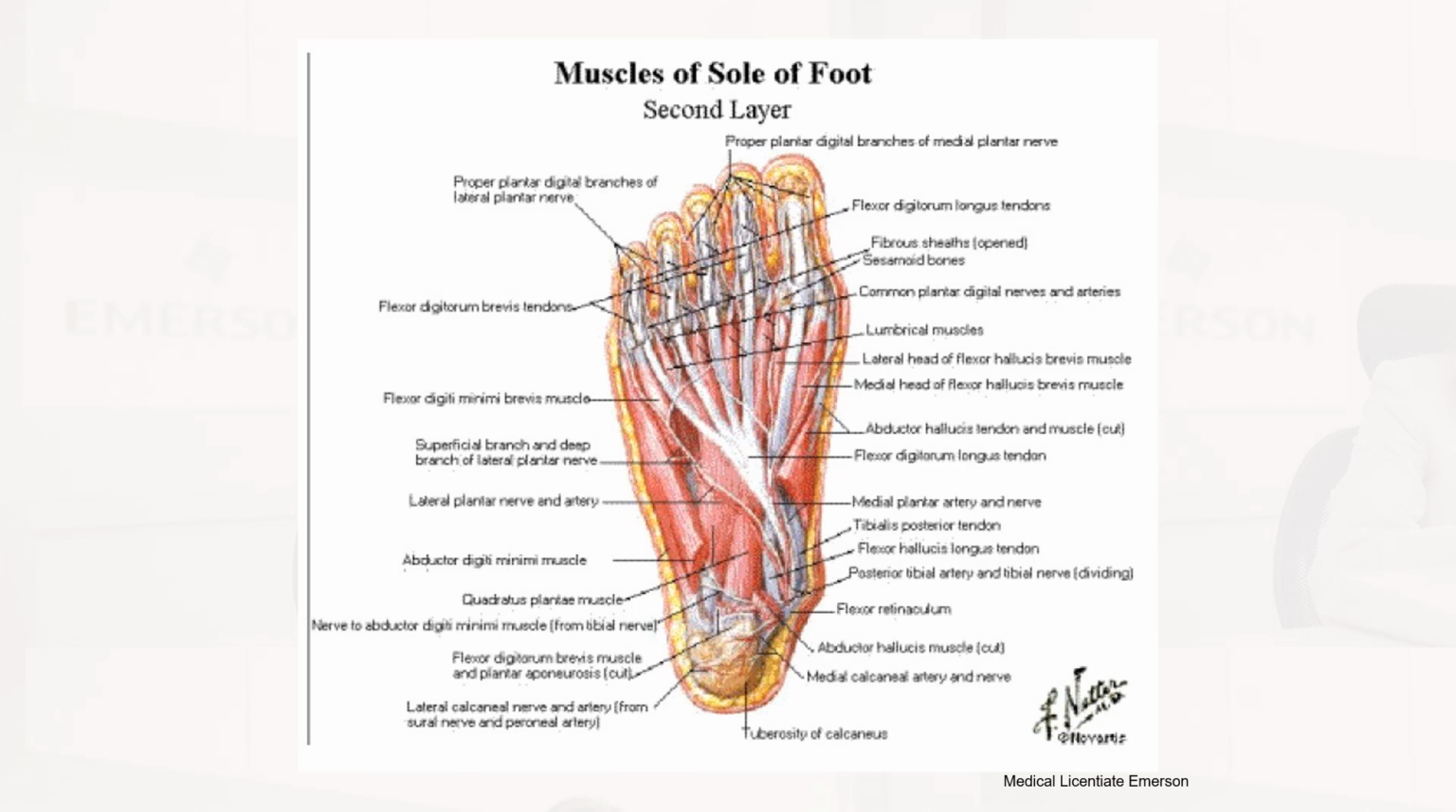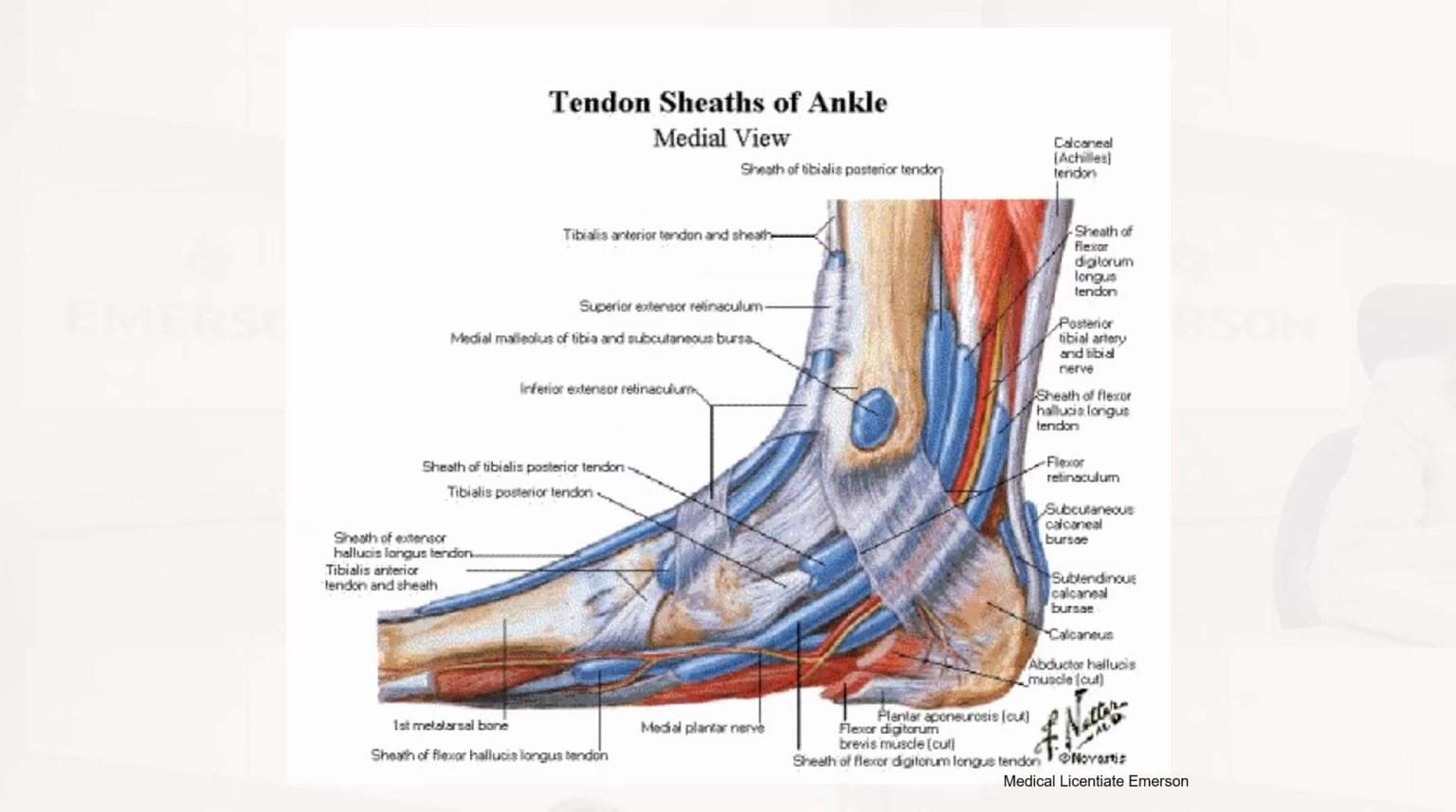Okay, let's move on. These are the tendons and sheaths of the ankle. So we have the tendons and sheaths of the muscles. We have the sheath of the tibialis posterior tendon on this side, and the tibialis posterior tendon on this side. So this is on the ankle.